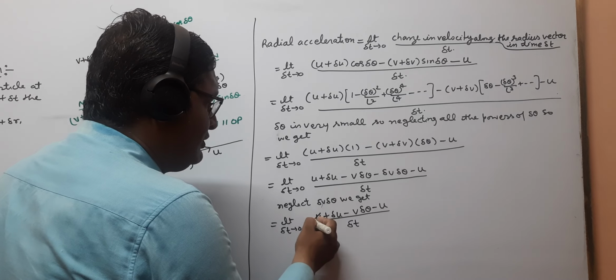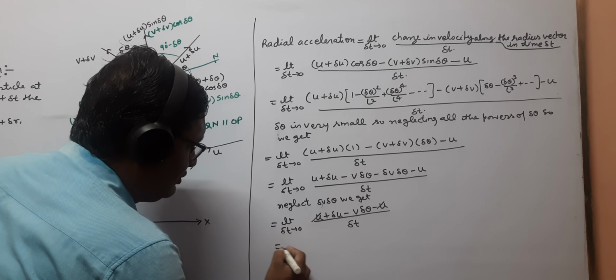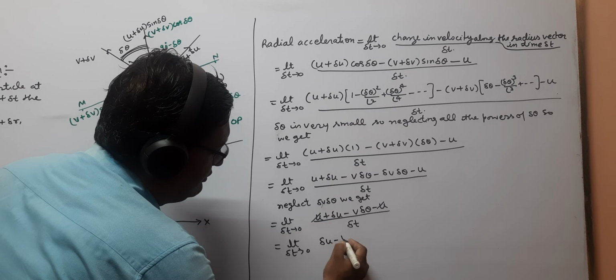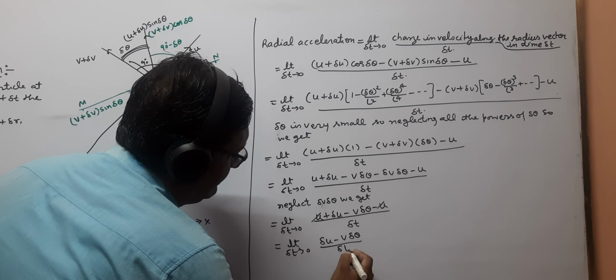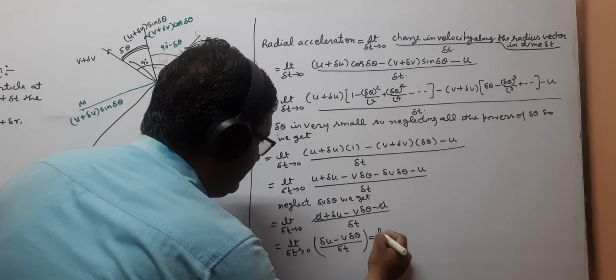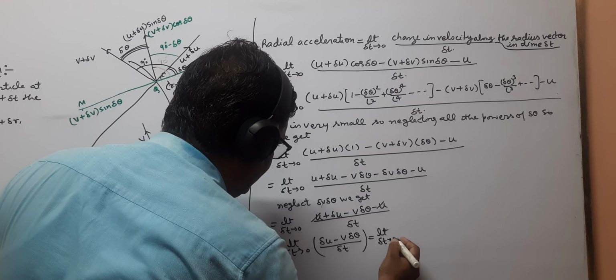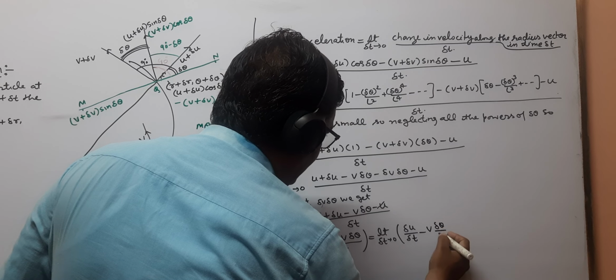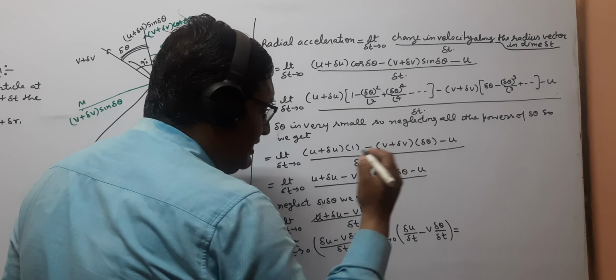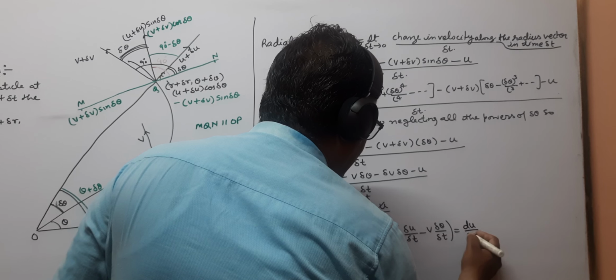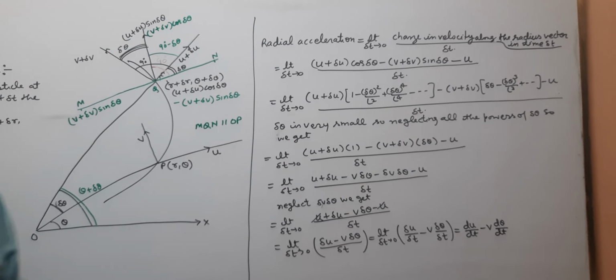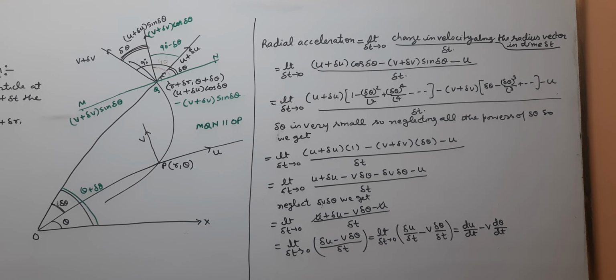We can see here this u is cancelled by this u, so this is limit del t tends to 0, del u minus v del theta divided by del t. Now this can be written as limit del t tends to 0, del u upon del t minus v del theta upon del t. Now taking limit, we get here du upon dt minus v d theta upon dt.